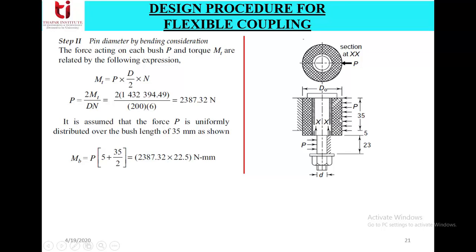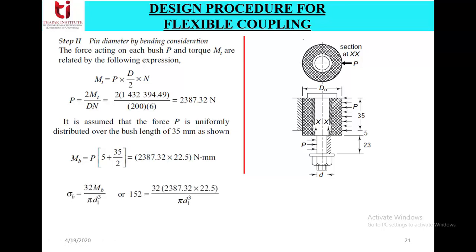To see the bending moment acting at this point. The bending moment acting is P into 5 plus 35 by 2, because at this point the distance is 5 mm, and for the 35 you can always assume that it is acting through its center, because it is uniformly distributed. So your bending moment is 23P into this distance, that is 22.5. So you get the bending moment.